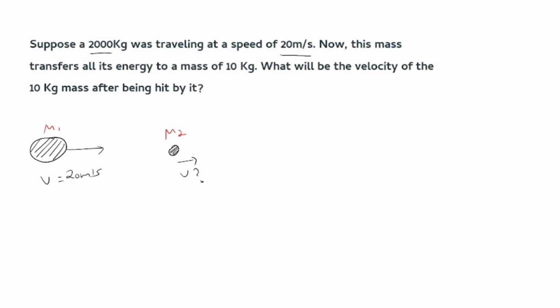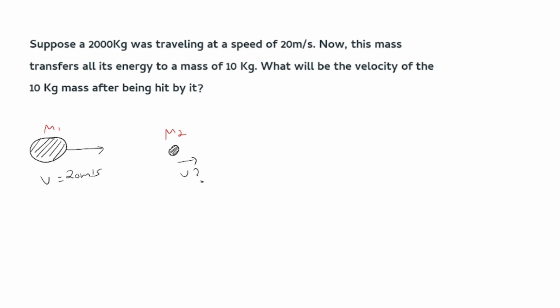Now this mass transfers all its energy to a mass of 10 kilograms. What will be the velocity of the 10 kilogram mass after being hit by it? The first thing I did was draw a rough diagram here. It's not really necessary to draw it as a bigger ball, but I did so just to visually show that we have mass 1, our 2,000 kilogram ball, and mass 2, which is our 10 kilogram ball.